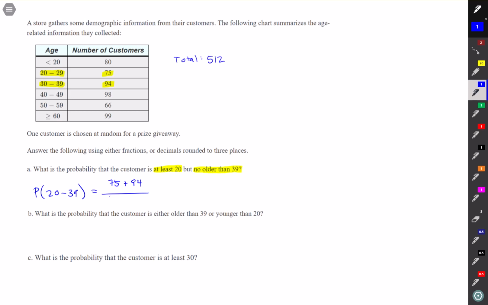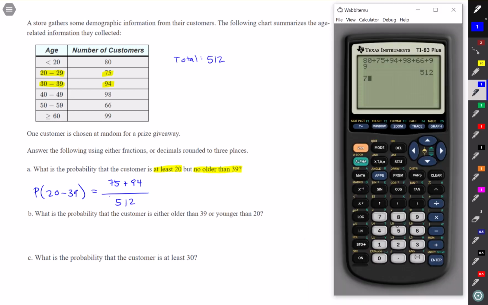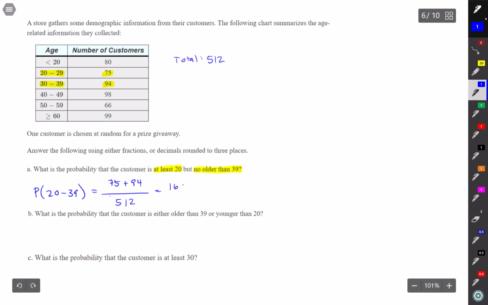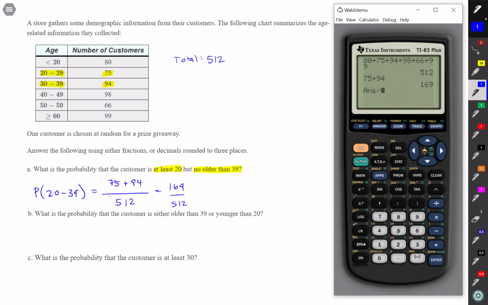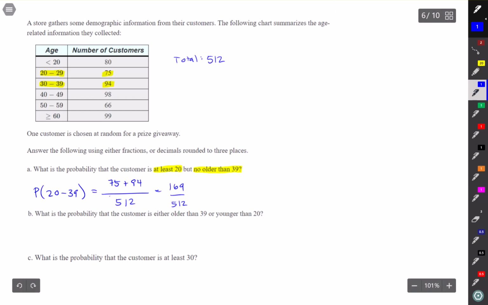So the probability is going to be the number of folks that qualify for our event over the total number of people in the survey. So this will be 75 plus 94, which is 169, over 512, and it says you can answer with fractions, so that's fine as an answer, or you can go ahead and turn that into a decimal, and we've got 0.330, so that's going to be approximately 0.330, and that's a fine answer as well.